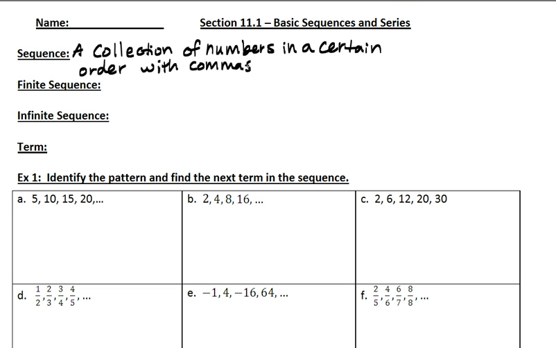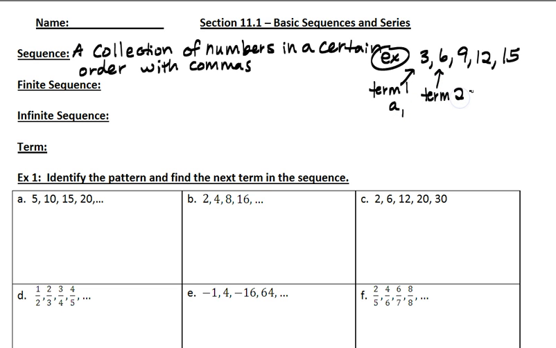Here's an example. 3, 6, 9, 12, 15 is a sequence. Just so you know, the first number in the sequence we're going to call term 1, and the notation we're going to use for term 1 is A sub 1. The second thing in the sequence is called term 2, and we're going to use A sub 2. If I kept going, I've got A sub 3, A sub 4, A sub 5 for the other three terms in this sequence.